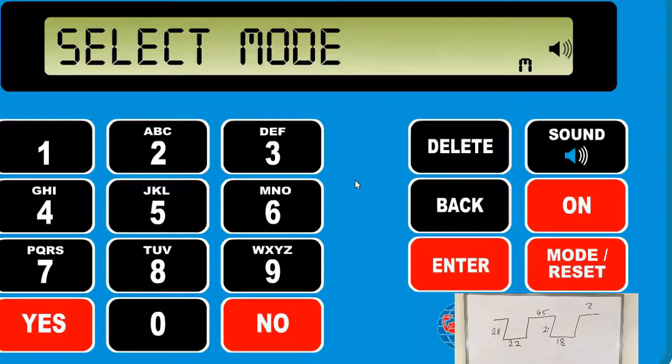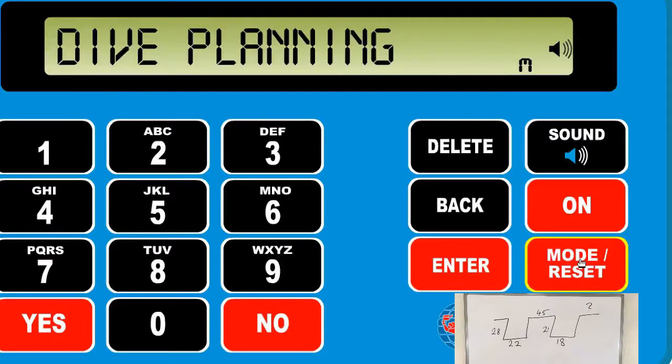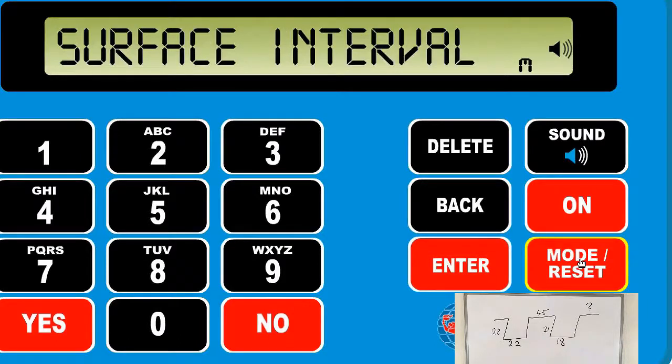Once you've switched it on, we can see that we've got select mode here, and over here we've got the mode reset button. So if I click it, the first choice we've got is dive planning. Fine, that's the one we're going to use, but let's see what else is in the box. We click it again, and here I think we've got the first quirk. The word says surface interval, but for those of you who know about the eRDPml, it's not surface interval, is it? It's minimum surface interval. It doesn't say that, but that's what it is.